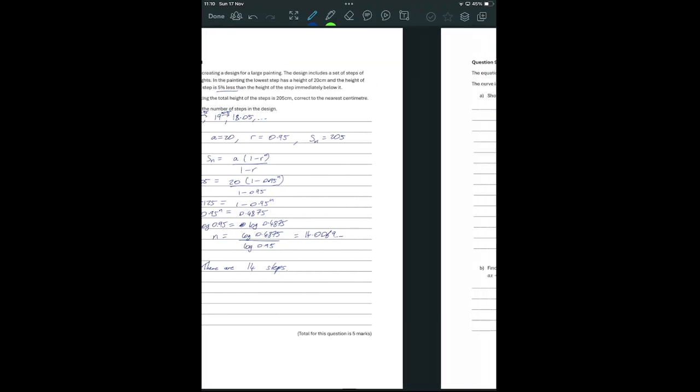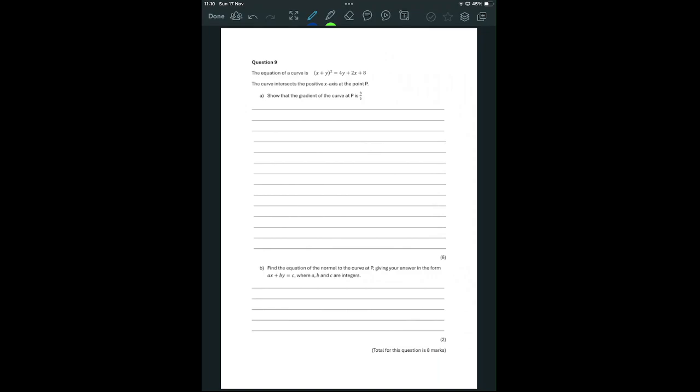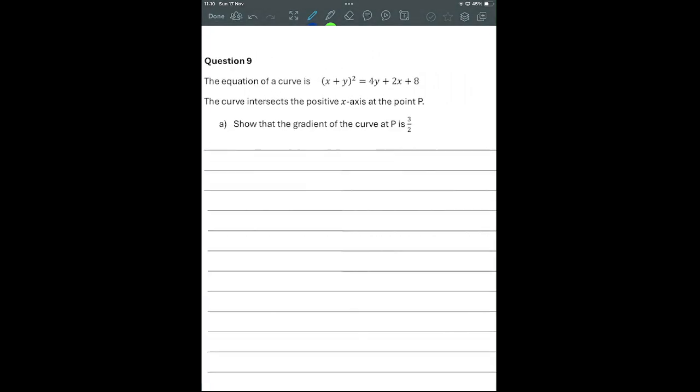Question 9. The equation of a curve is, well, here we've got our x and y's all mixed up. We want to do something with the gradient, so I'm now having to think about implicit differentiation. It's not just y equals, so we need to use our implicit techniques. First thing I'm going to do is actually expand out that bracket. I could differentiate it with that bracket. That just feels a little bit too difficult and is going to mind meld me just a bit too much. So I'm going to simplify my life by expanding out that bracket.